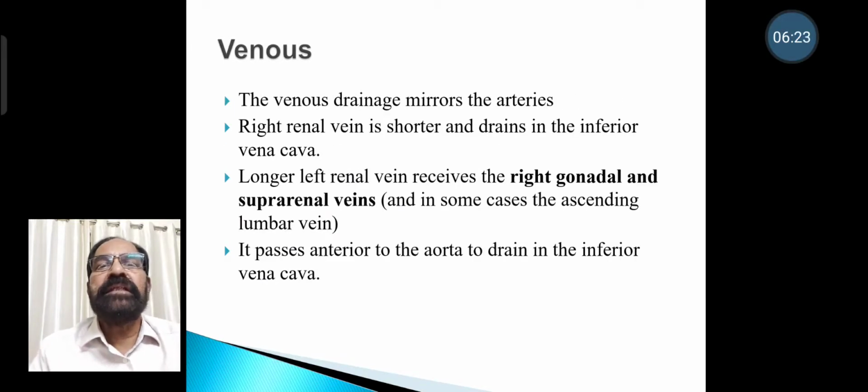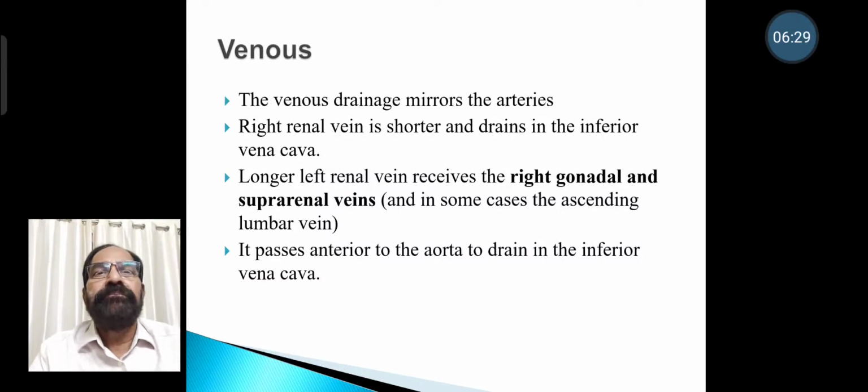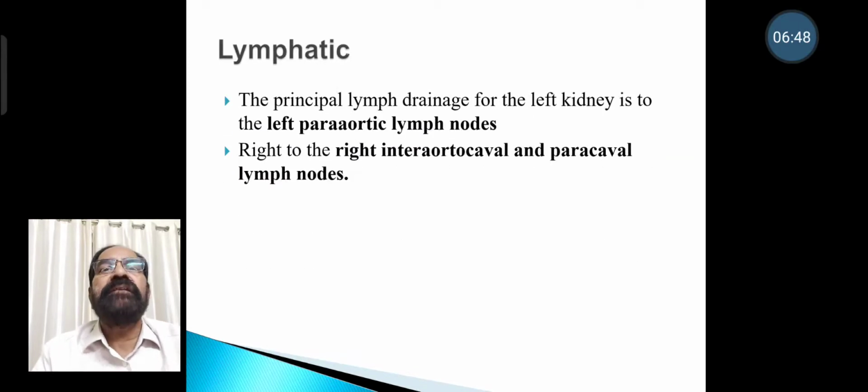Venous drainage. Venous drainage mirrors the arteries. The right renal vein is shorter and drains into the inferior vena cava. The longer left renal vein receives the left gonadal and suprarenal veins, and it passes anterior to the aorta to drain into the inferior vena cava. Lymphatic drainage. The principal lymphatic drainage of the left kidney is to the left para-aortic lymph nodes and the right to the right interaortocaval and paracaval lymph nodes.